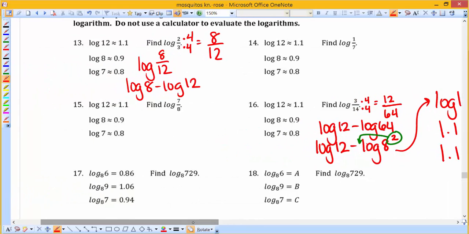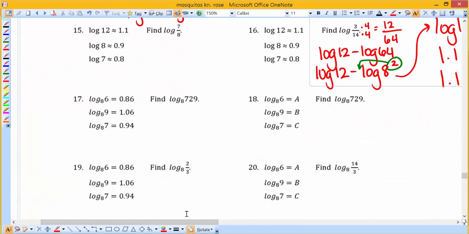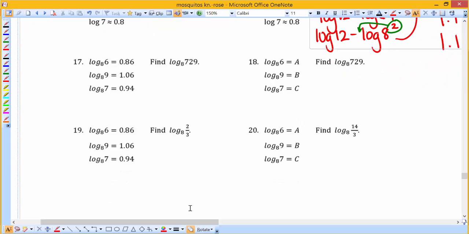And then when you guys get to 18 and 20, those are kind of tricky because they equal a variable, but don't worry about that. You're still trying to break apart the 729 using 6, 9, and 7. But don't forget, because now I have a base, I can also use log base 8 of 1 and log base 8 of 8. This equals 0, that equals 1.